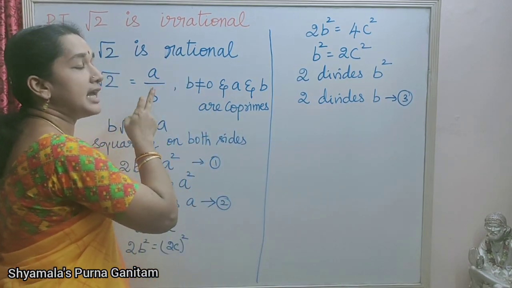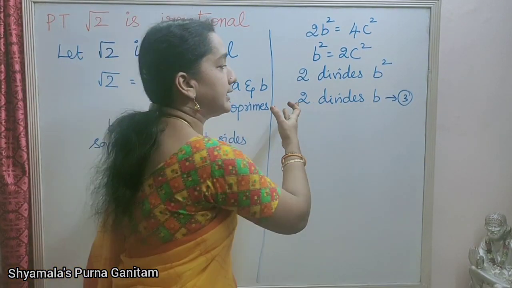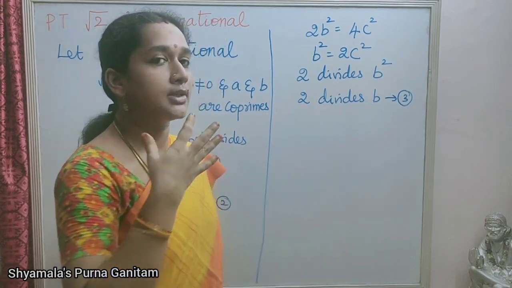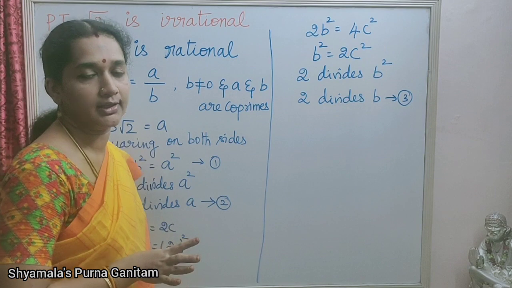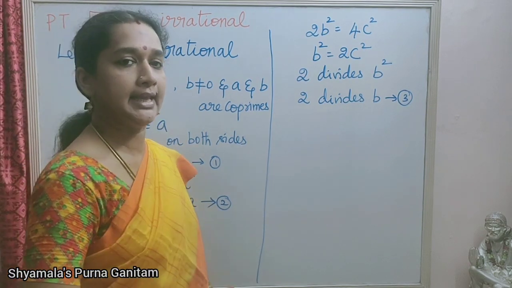So a and b have one more factor other than 1, that is 2. So this contradicts the fact that root 2 is rational. So root 2 is irrational.